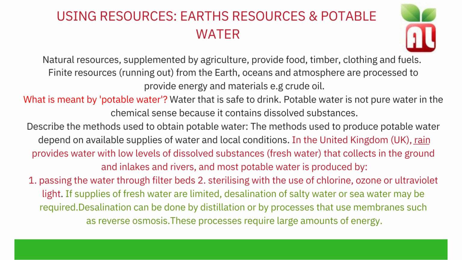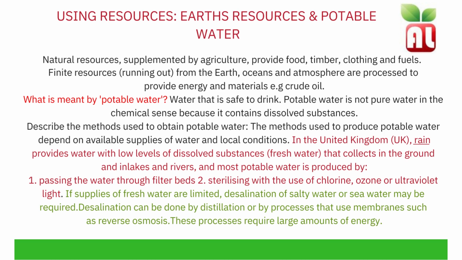Potable water is water that is safe to drink. Potable water is not pure water in the chemical sense because it often contains dissolved substances. There are a number of methods used to obtain potable water. The methods used to produce potable water depend on available supplies of water and local conditions.